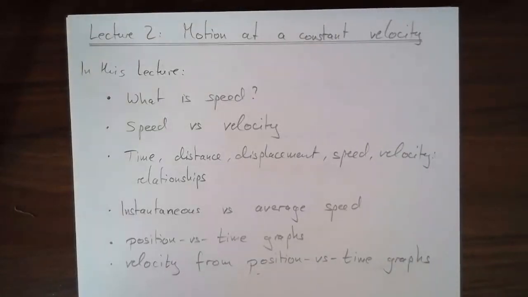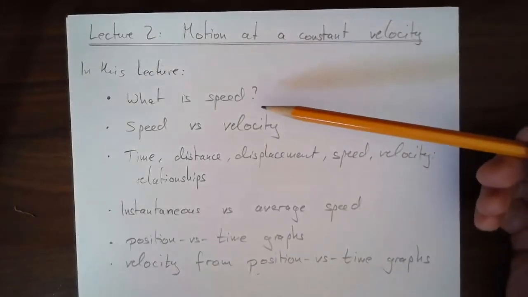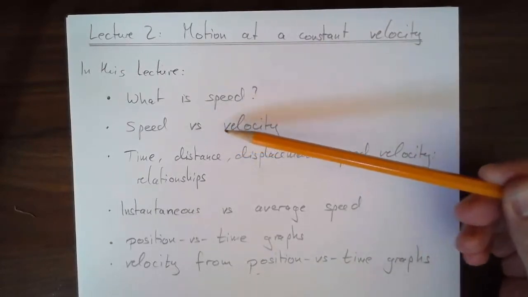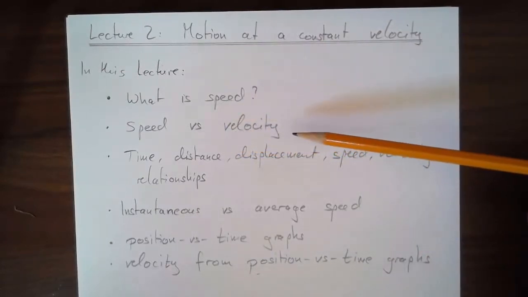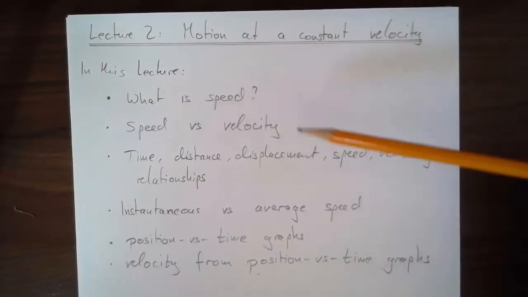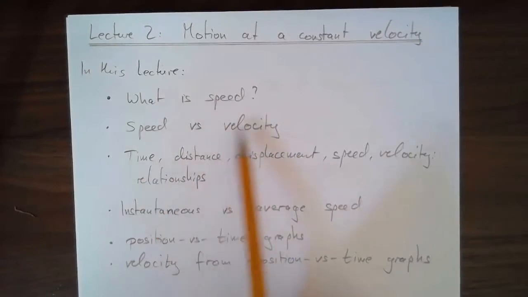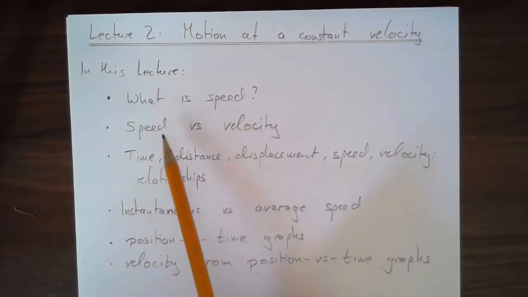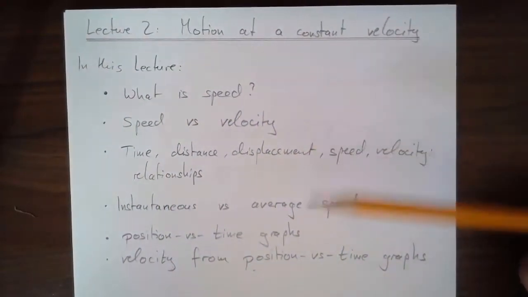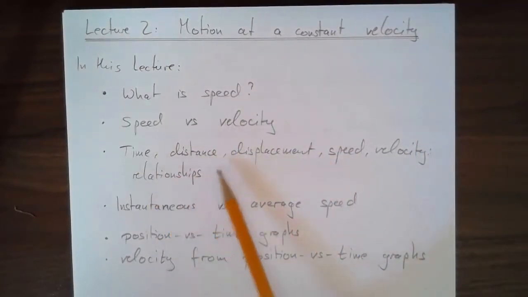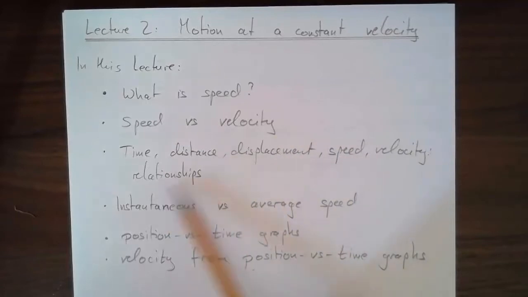In this lecture we're going to talk about motion at constant velocity. We're going to cover what this concept of speed is, and what speed is as opposed to velocity. In daily life we use them kind of interchangeably, but in physics this terminology has a very clear, if somewhat subtle, distinction. We'll talk about how all those concepts are related: time, distance, displacement, speed, velocity. What are the relationships between them?